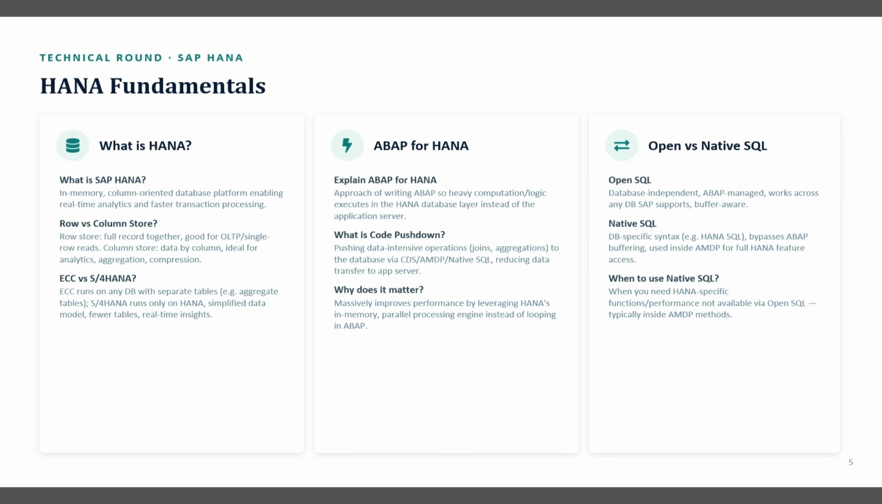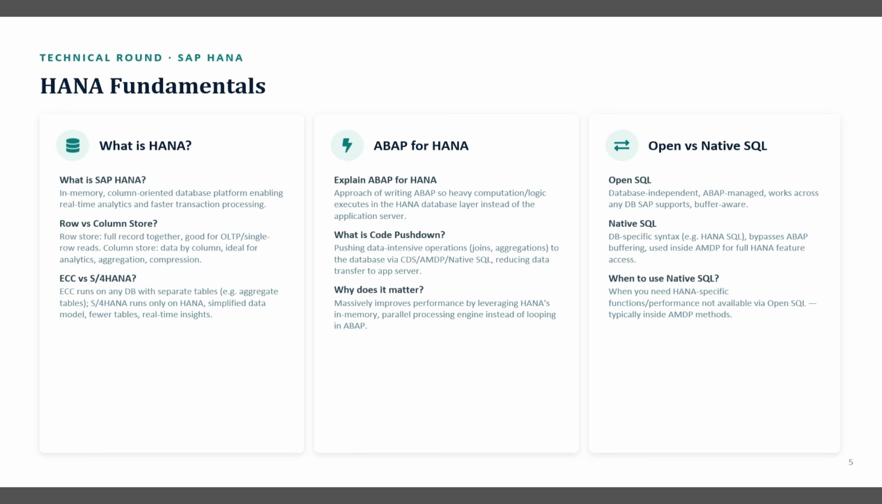They'll also ask ECC versus S/4 HANA. ECC can run on any database and uses separate aggregate tables. S/4 HANA runs only on HANA, has a simplified data model with fewer tables, and gives real-time insights.